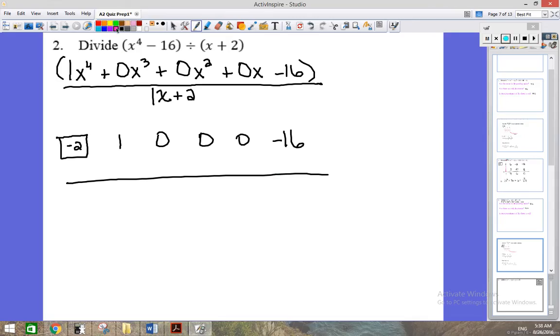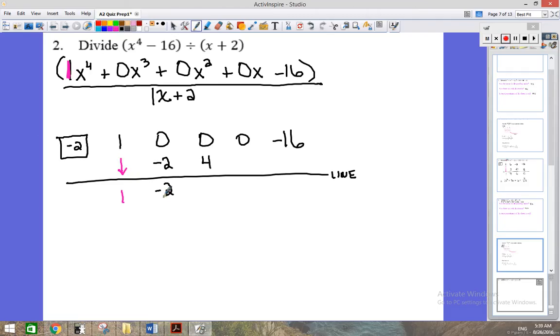First number is always going to be the number that's in the numerator of my problem, because this first number always comes straight down. And every time a number is below this line, then I'm going to multiply it by the number in the box and write the result underneath the next number. 1 times negative 2, negative 2. I add these together. It's below the line, so I multiply it by the number in the box, write the result underneath the next number.